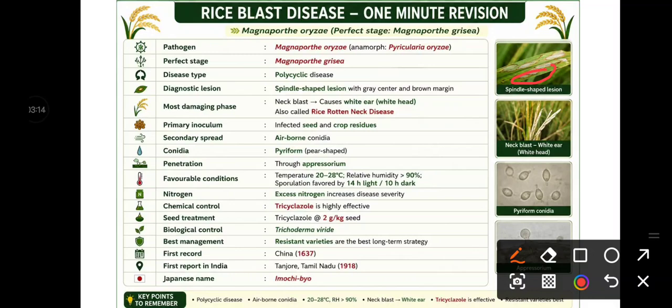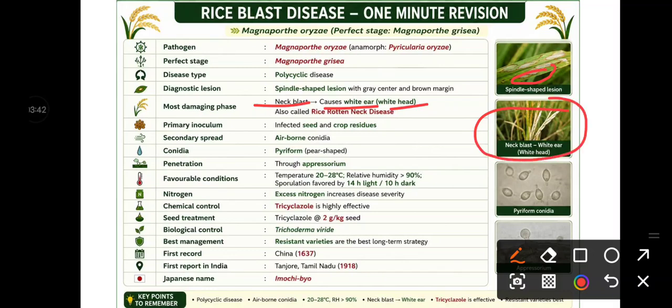Then, I have already discussed in a separate video that rice blast consists of three major phases, that is leaf blast, node blast and neck blast. Among these phases, the most damaging is the neck blast. Why? Because it causes white ear, white head. This is the photo of white ear.